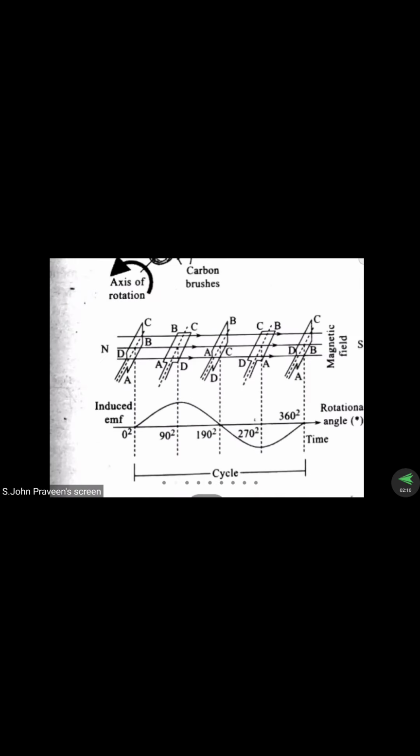Then what happens? AB has come to the upward direction, CD has come to the downward direction. At this position, there is no flux linked with the coil. Therefore the EMF is 0. So this is the continuous operation. Next we turn, CD comes here, BA comes here. Next again we turn, DC comes to the upper portion, AB comes to the lower portion. At that time also it is producing 0 voltage. So this is the operation of a single loop generator.